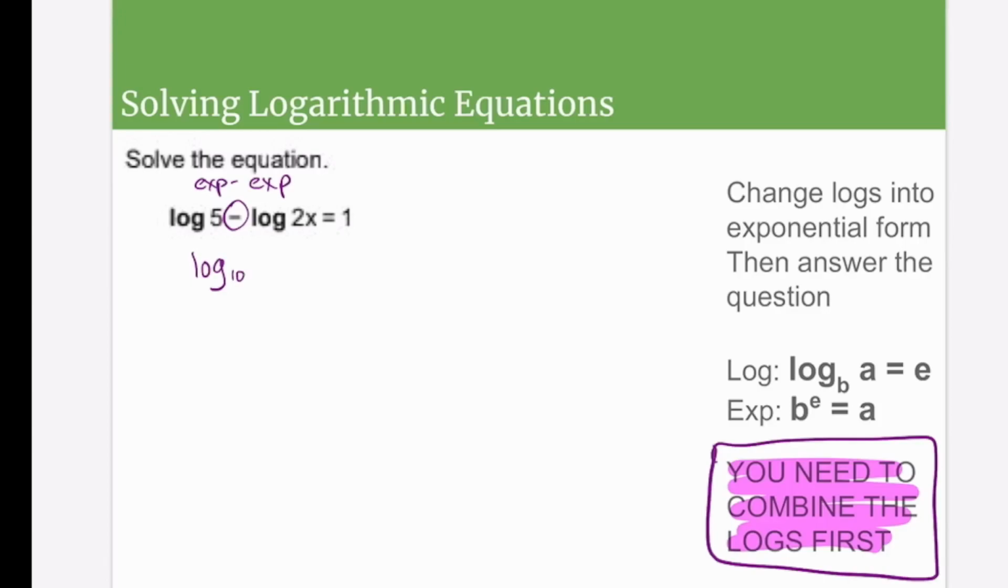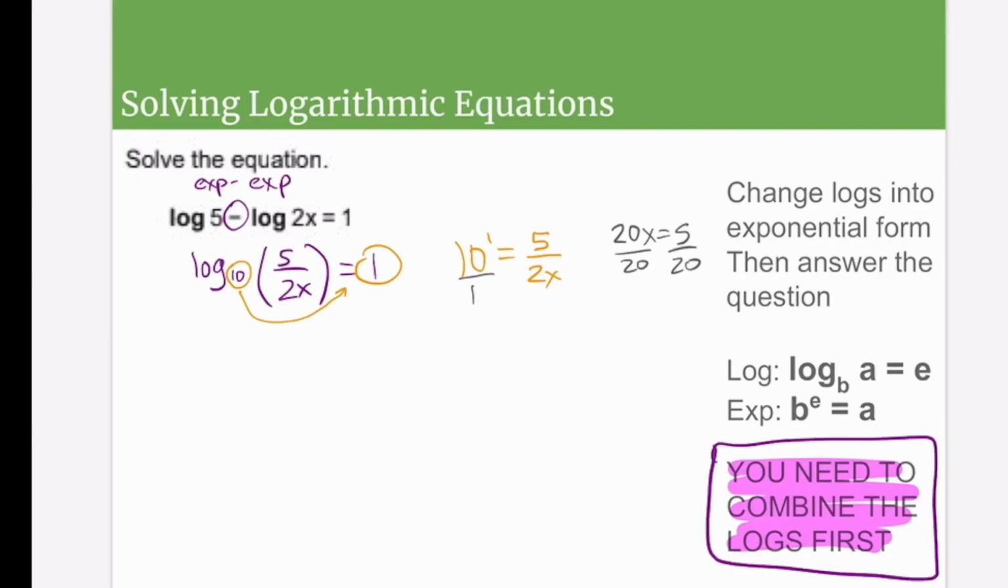Again, the base is 10 because nothing's written. This is 5 divided by 2x. And that's going to equal 1. Now we can convert this to an exponential. 10 is your base, 1 is your exponent. 10 to the first power equals 5 divided by 2x. From here, we can put the 10 over 1 and cross multiply. So 20x equals 5, divided by 20. So we get x equals 1/4. And that would be our answer for this one.